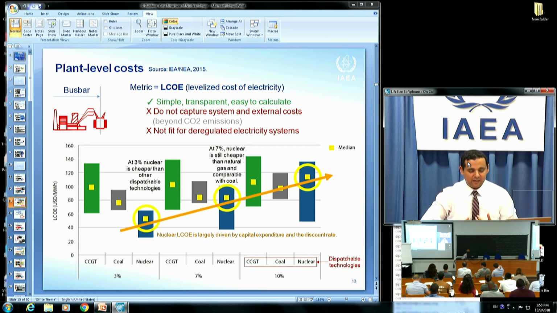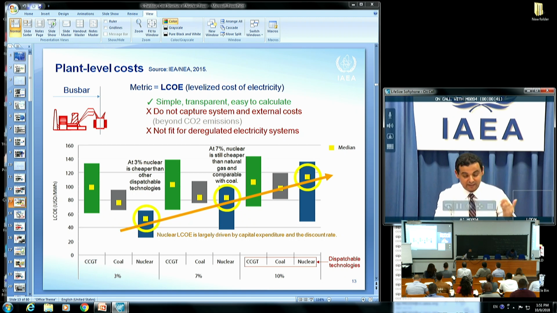So LCOE is based on discounting future expenditures. This is the point. And for these expenditures there are basically three categories: construction expenditures, operating and maintenance expenditures plus fuel expenditures, and end-of-life expenditures. And all these are taken into account while calculating this metric, which is the LCOE.